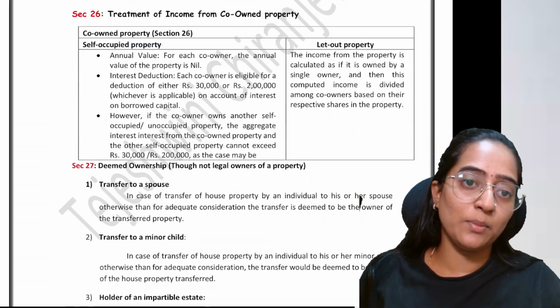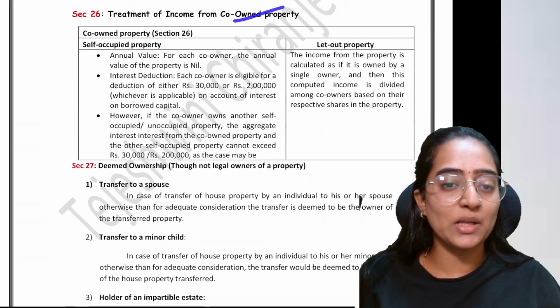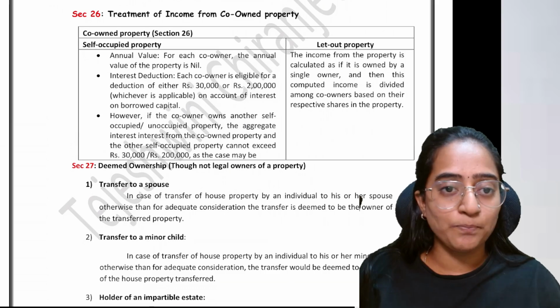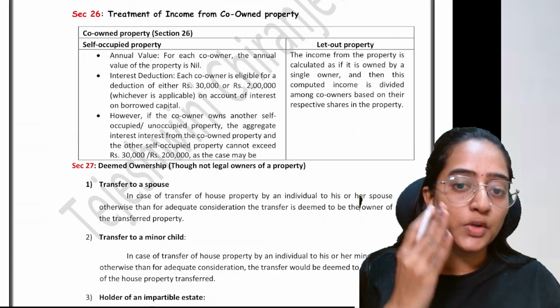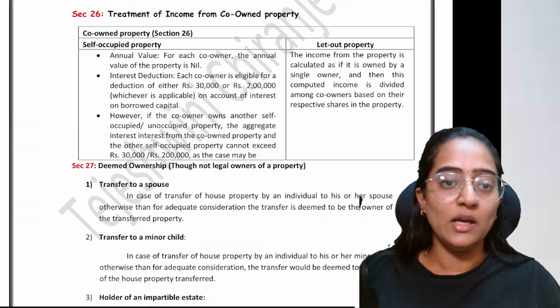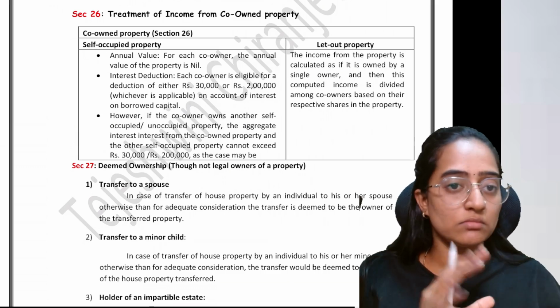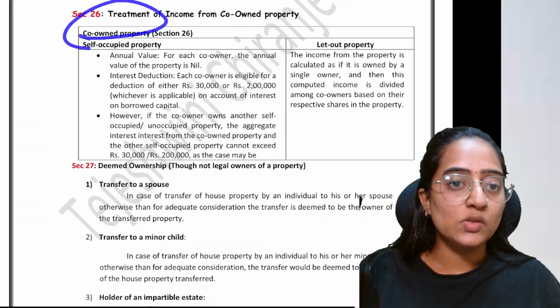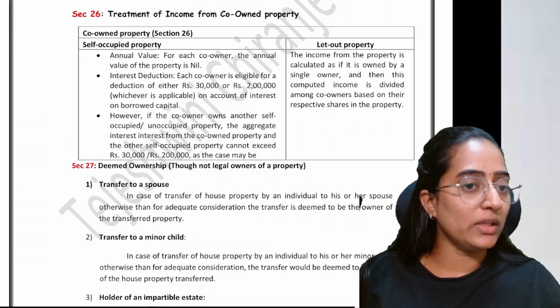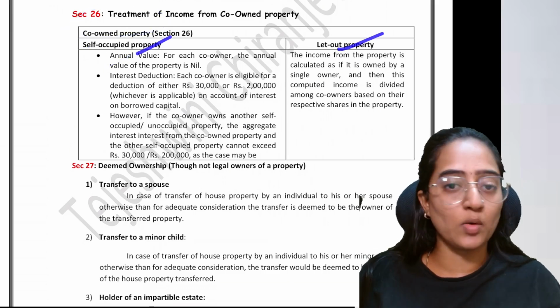Treatment of income from co-owned property. What do I mean by treatment of income from co-owned property? I and my husband, or you and your wife, you and your husband can co-own a property, no? So what happens in the case of co-owning a self-occupied property or a let out property?